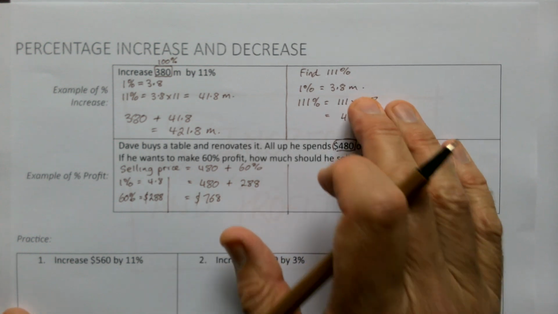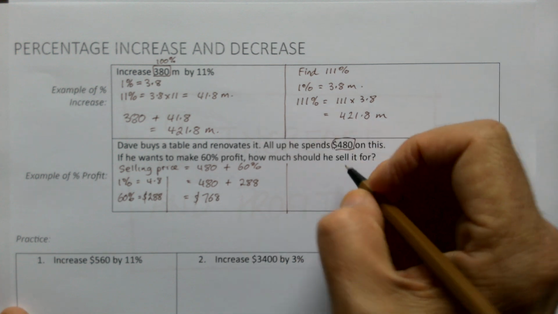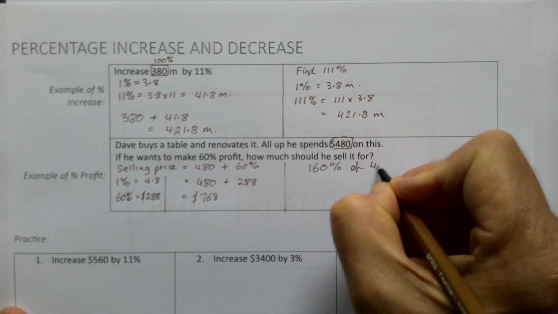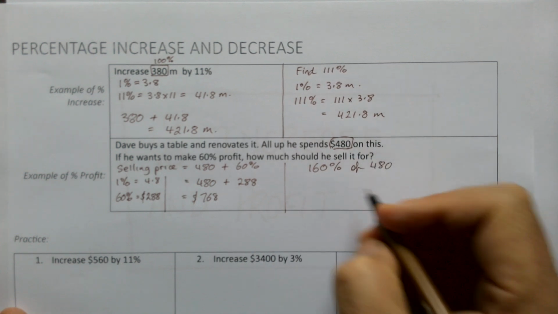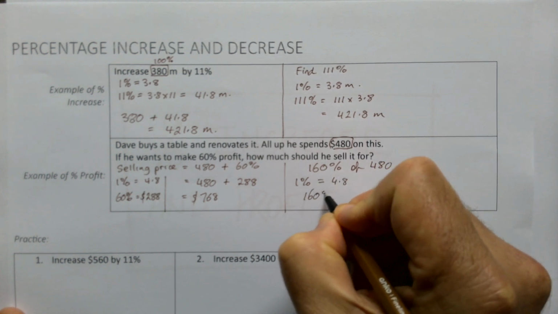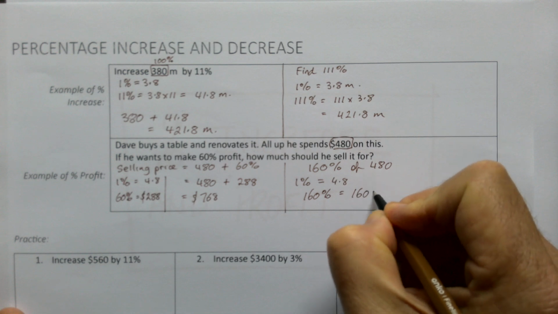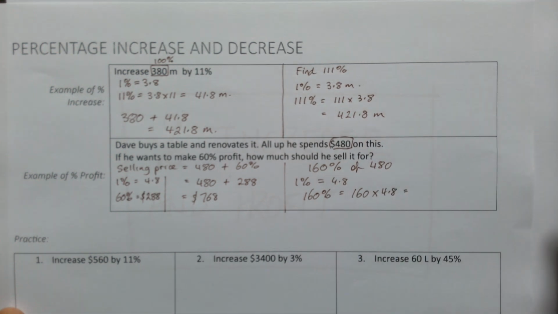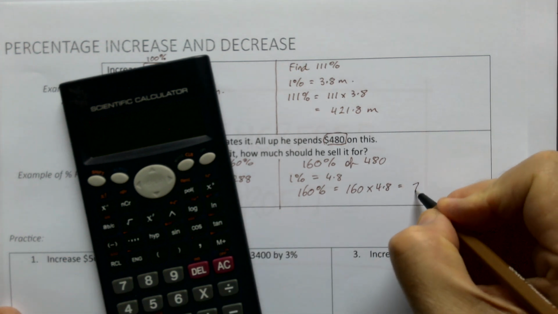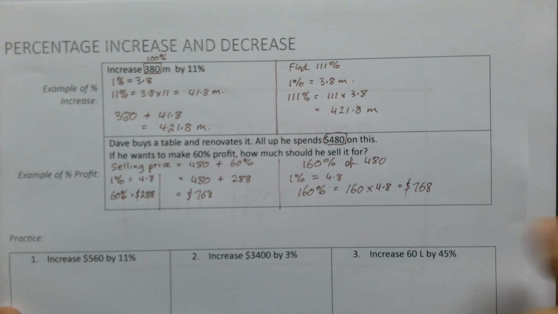But we had this method over here. What that means is if he's increasing it by 60%, he needs 160% of 480. So we do the same thing. 1% is 4.8. So 160% is 160 times 4.8. That's $768. We get the same answer. Doesn't matter which way you go. They are both perfectly correct. You figure out which one you prefer and just stick with that. All right, off you go.